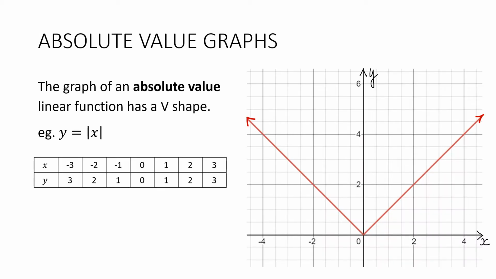So let's start with absolute value graphs. The graph of an absolute value linear function has a V shape, like this. And the reason is because the absolute value strips the negative off. It's okay when we put in 0, 1, 2, and 3, we're going to get 0, 1, 2, and 3 in this case. But when we put in -1, -2, -3, we strip the negative off and we get 1, 2, 3. So instead of the line continuing down here, it's going to bounce up. So that's how we end up with the V shape.